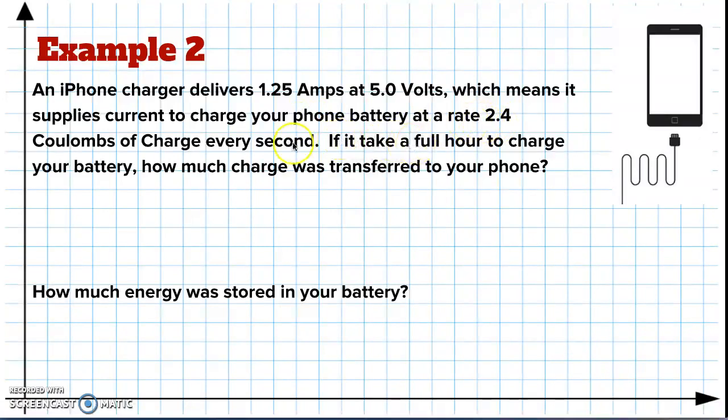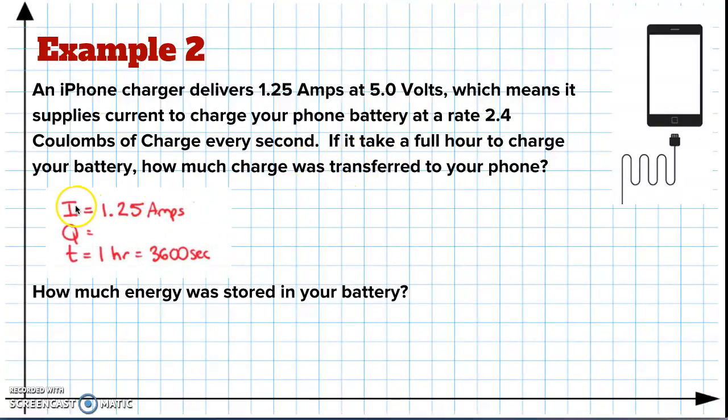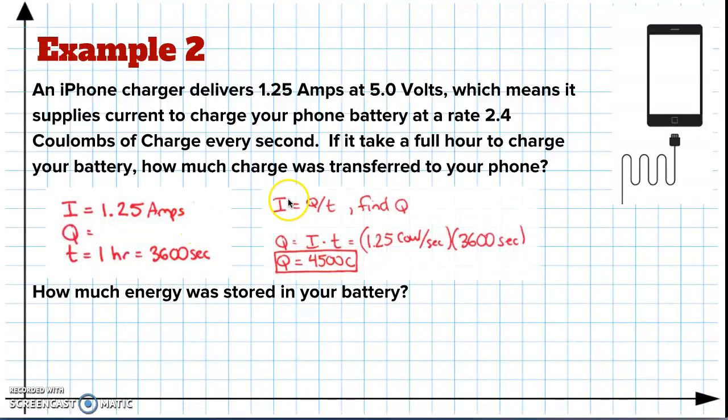So if it takes a full hour to charge your battery, how much charge was transferred to your phone? So what we're looking for, we got a current of 1.25 amps, so here's the current. The time is 1 hour. Since amps is coulombs per second, we need the time in seconds, and we're trying to find Q. So we are going to use this equation, I is Q over T, to find Q, the charge that is transferred to your phone over the course of the hour that you're charging it.